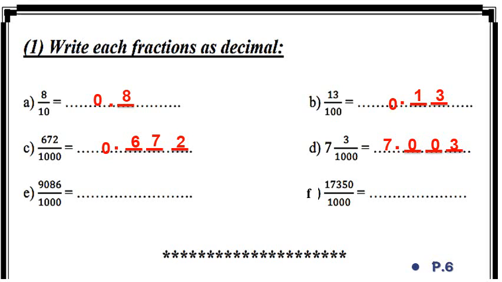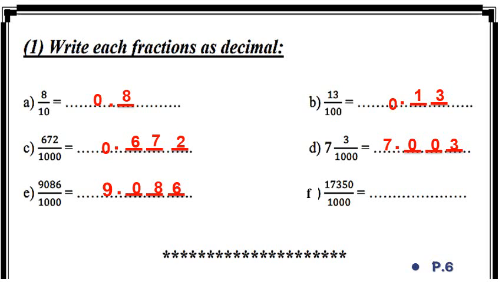And now in letter E, 9086 over 1000. We have down 1000, so 3 zeros, we have to put 3 dashes like this, and then the decimal point. And now start from the right. 9086 from the right. We have here 6, 8, 0. What about the 9? Can we remove it? No, we cannot kick it out. So here the 9 will be in the whole part. So 9.086 or 9 and 86 thousandths.